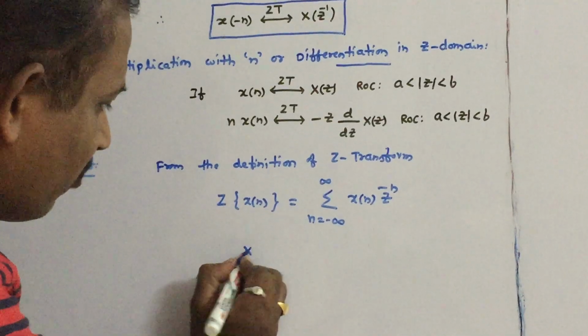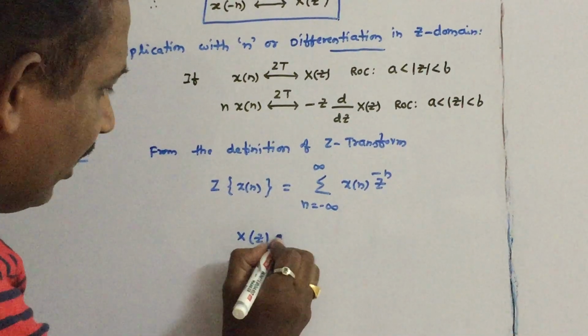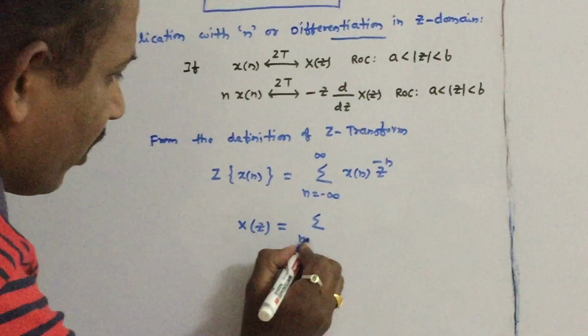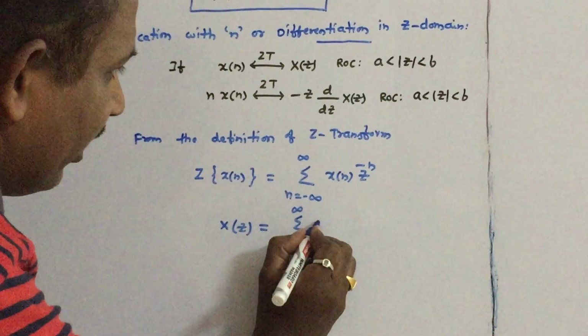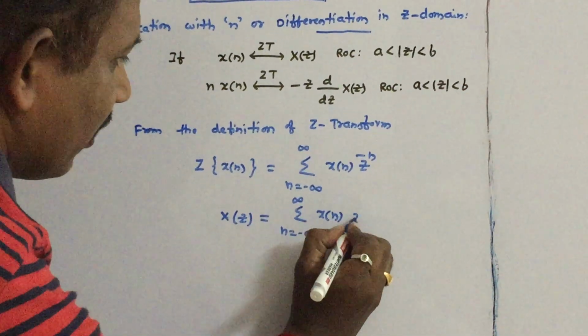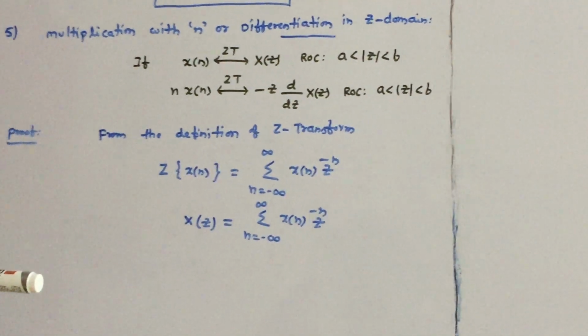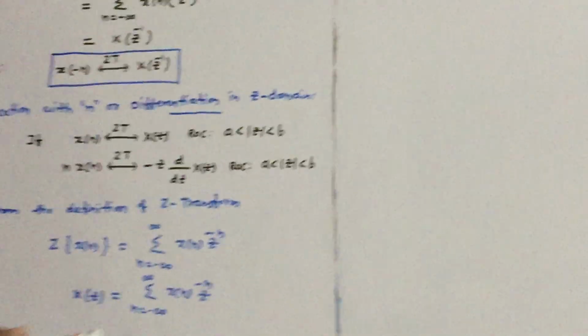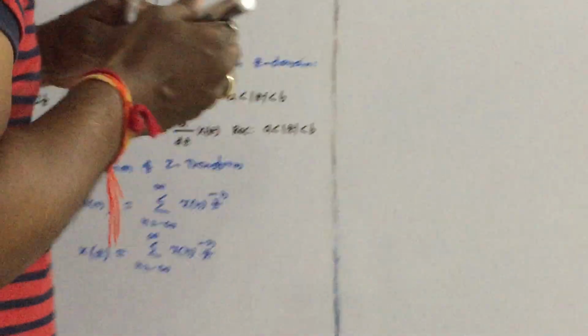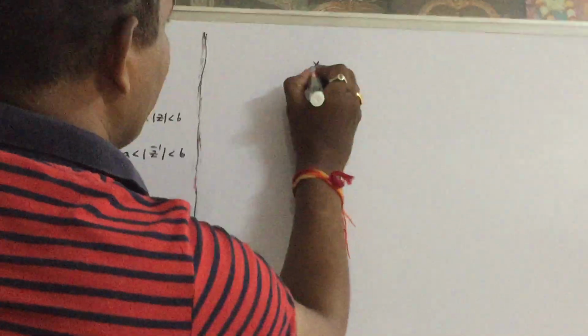So therefore what is Z transform of x of n? It is nothing but X of z. So that is equal to summation n is equal to minus infinity to infinity x of n into z power minus n. So let us differentiate this equation on both sides with respect to z. So therefore what is X of z here?